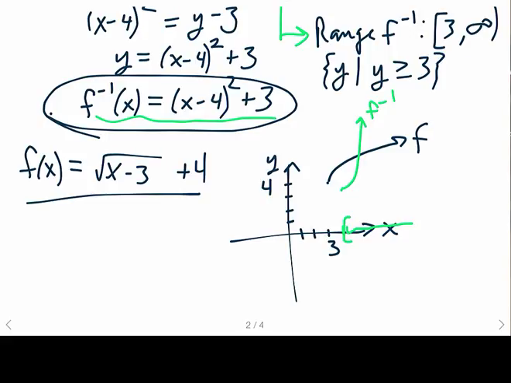And so the final consideration that we had on that first slide is that they are reflections about the line y equals x. In other words, it's kind of like one is a stamp of the other if you folded a paper along that line.